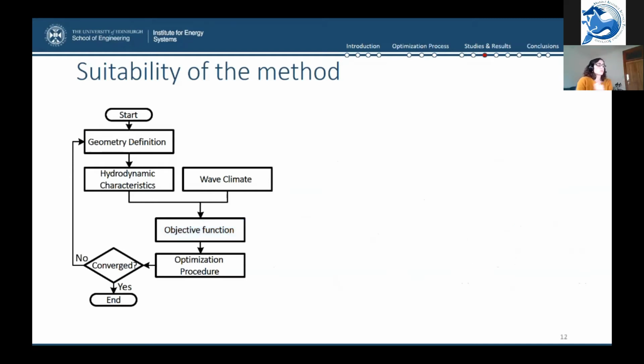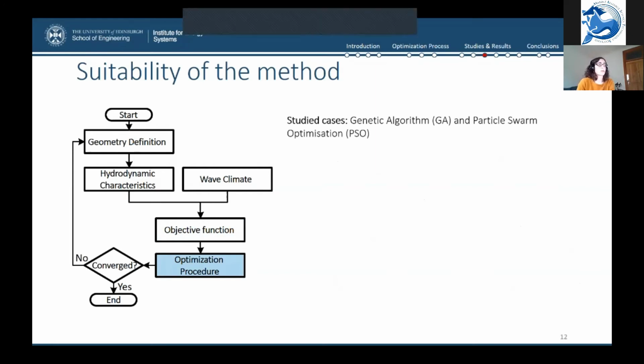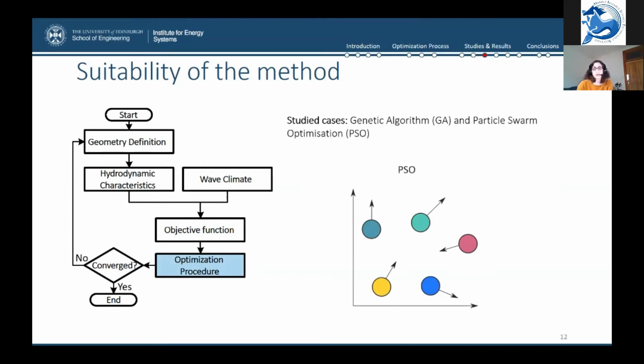And then I also looked at the suitability of the optimization procedure, or the optimization algorithm, actually. As I had mentioned before, McCabe had used a genetic algorithm. And so I looked at using a different algorithm called the particle swarm optimization algorithm. The particle swarm optimization algorithm is based on bird flocking and fish schooling, and is represented through particles which are assigned a given position and velocity.